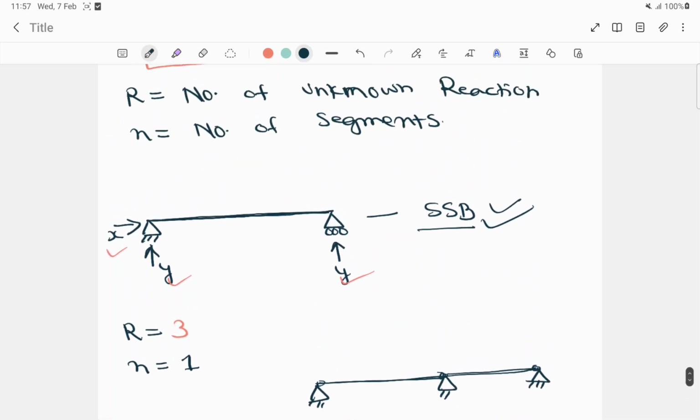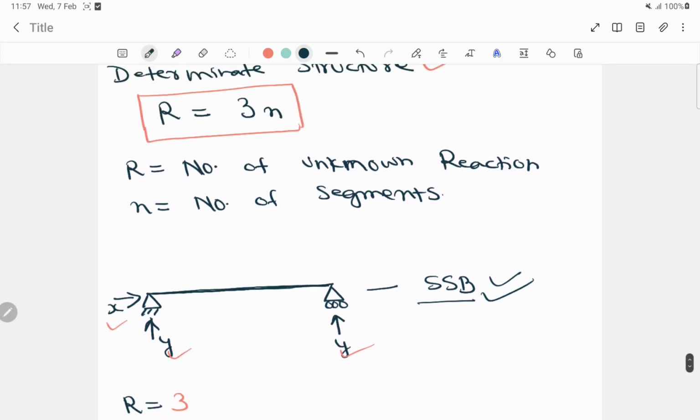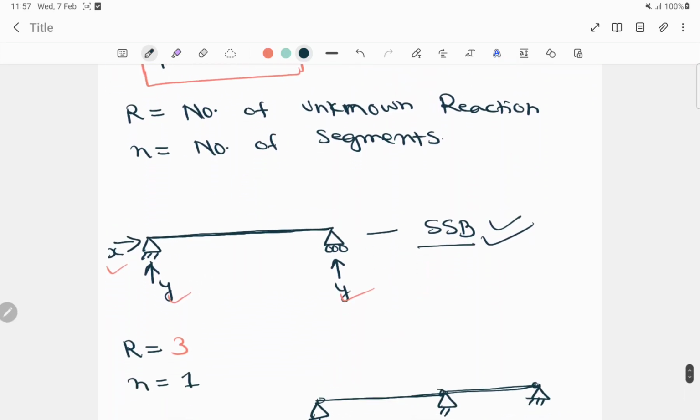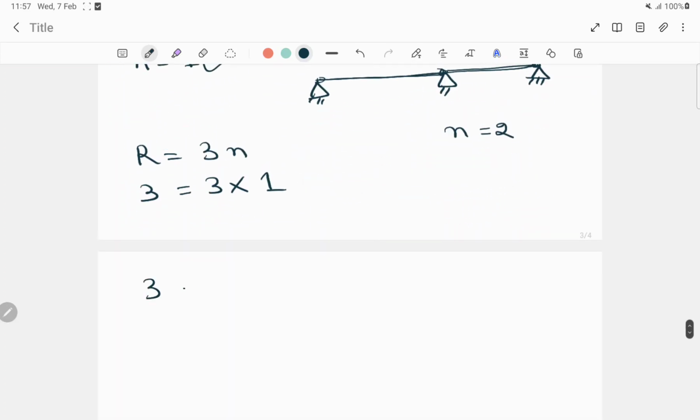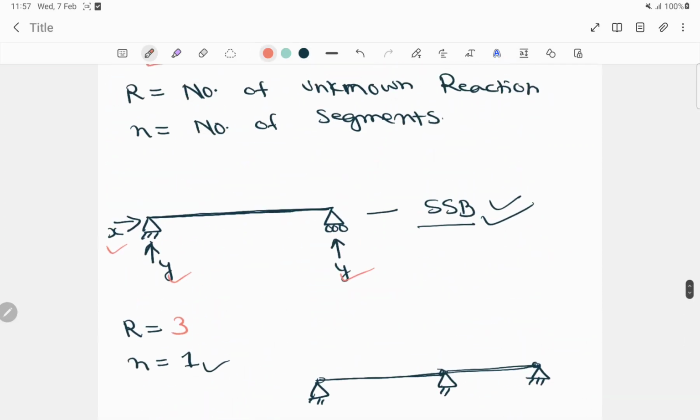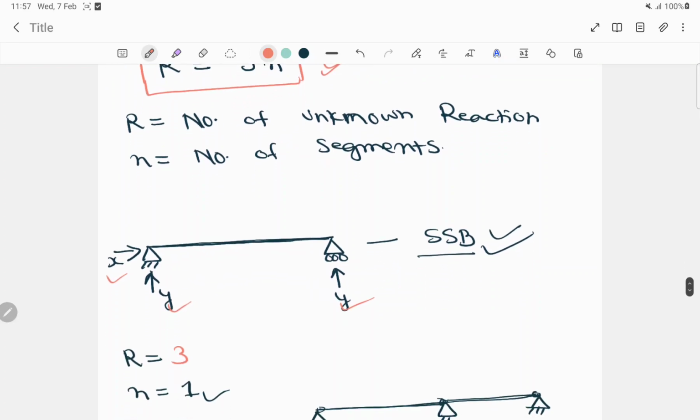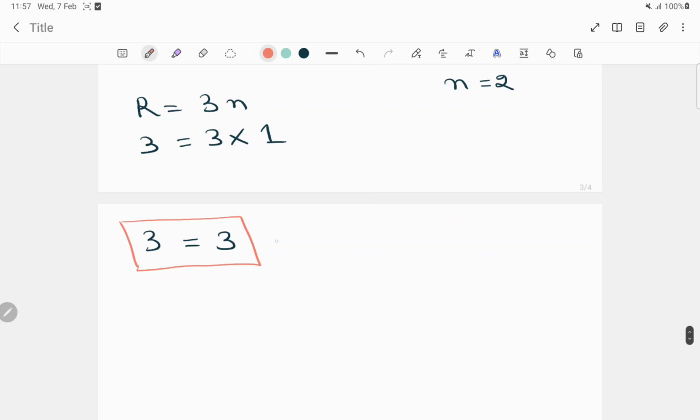Now we have the value for R as well as for n, so we can directly put them in this formula, R is equal to 3n. So R is nothing but 3, equal to 3 into number of segments, which is 1. Now 3 is equal to 3. So in this situation it satisfies the formula R is equal to 3n. So in those cases it comes under determinate structure.